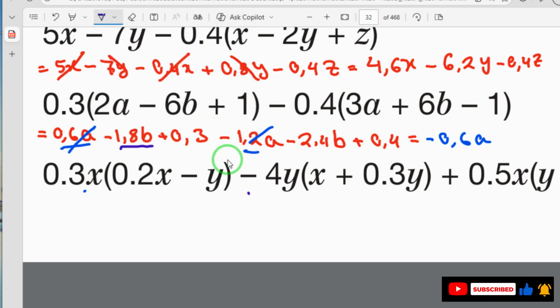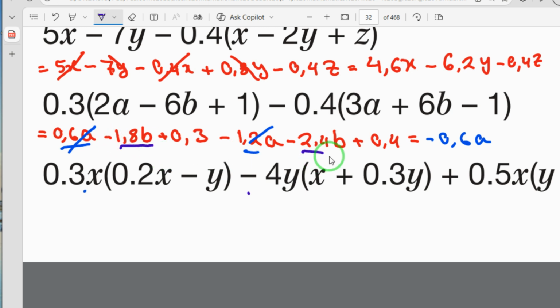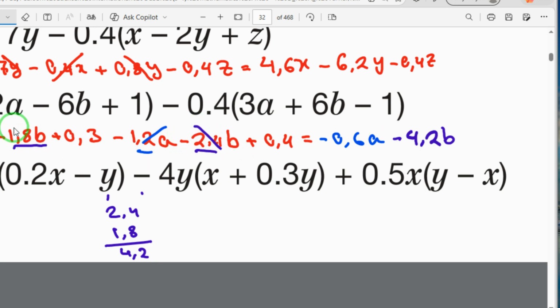Here we have b, this one and this one. They are the same sign, so we add together 2.4 plus 1.8. 4 plus 8 becomes 12. We have 1 plus 2 is 3, plus 1 is 4. So the answer is 4.2, but the sign is negative. We write here minus 4.2b. We write here b as itself. This was simplified as well. Here we have 0.3 plus 0.4 becomes 0.7. This is the answer of question number 9.